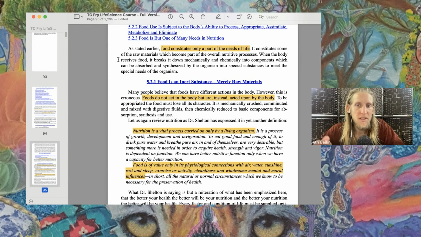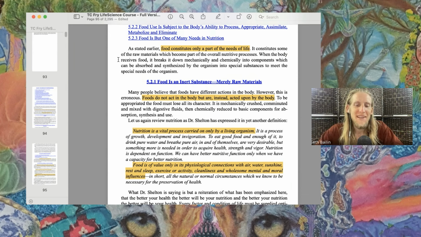Many people believe that foods have different actions in the body. However, according to natural hygiene, this is erroneous. Foods do not act in the body, but are instead acted upon by the body. Can you wrap your mind around this? It took me a sec years ago when I first heard this. What do you mean that turmeric doesn't create the anti-inflammation in the body? I thought that's what turmeric did. Oh, this echinacea goldenseal, it spurred my body to heal. It boosted my body. People say this all the time.